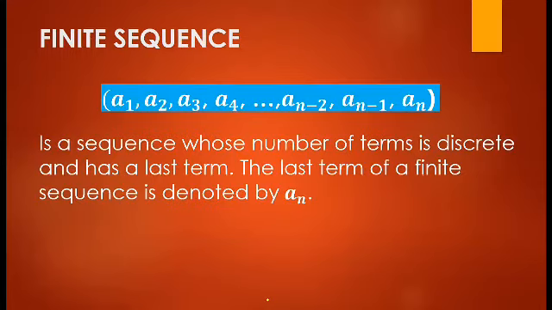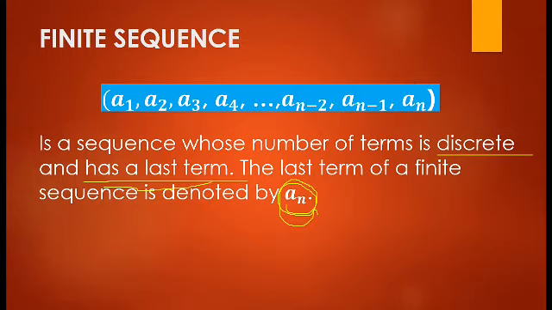So, let's define naman kung ano ang finite sequence. When we say finite sequence, it is a sequence whose number of terms is discrete and has a last term. The last term of a finite sequence is denoted by a sub n. Okay, katulad dito sa ating example, a sub 1, a sub 2, a sub 3, a sub 4, dot, dot, dot, a sub n minus 2, a sub n minus 1. And the last term is a sub n.